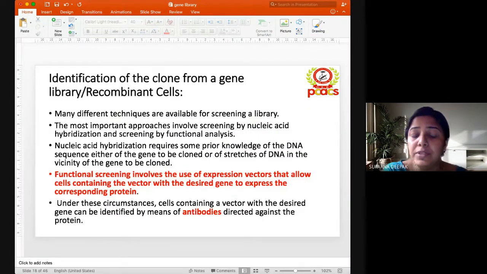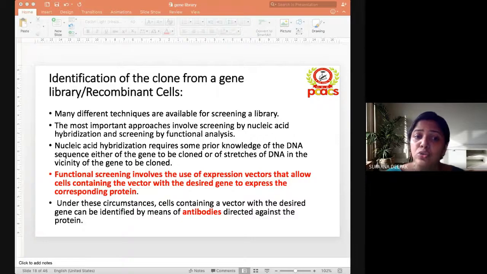Today we are going to see how we can identify the clones from a gene library, or screen your recombinant cells which are carrying your gene of interest. So we can have either your direct method or indirect method.